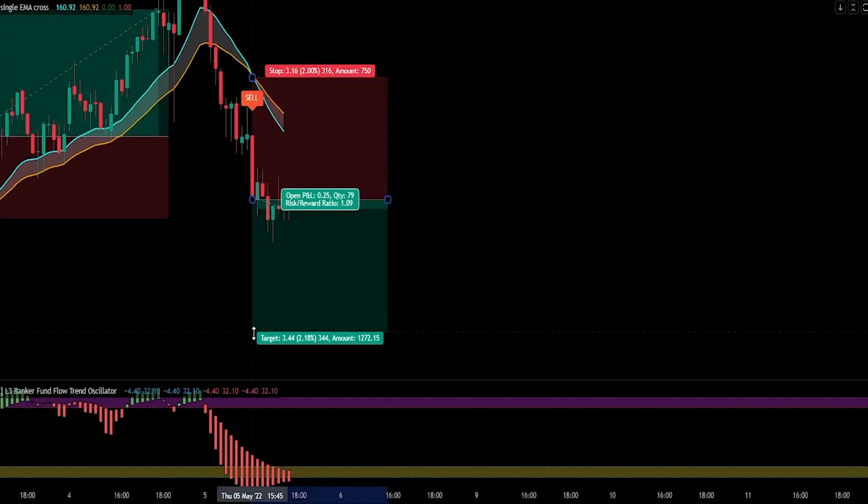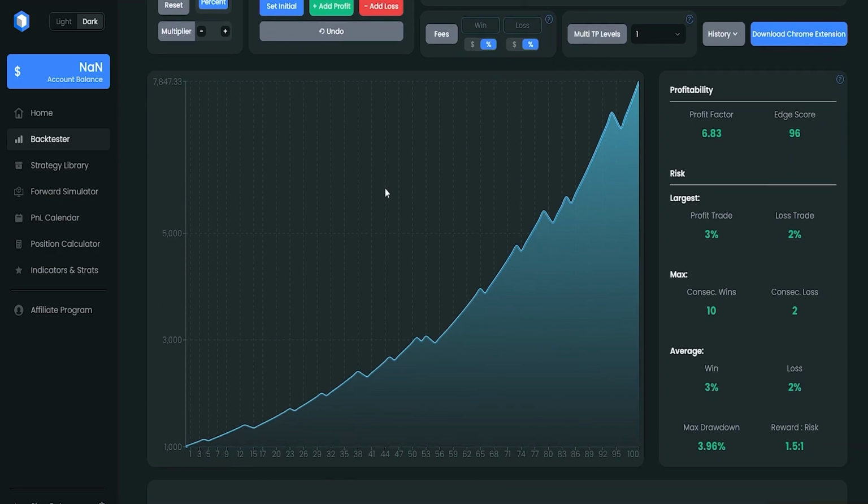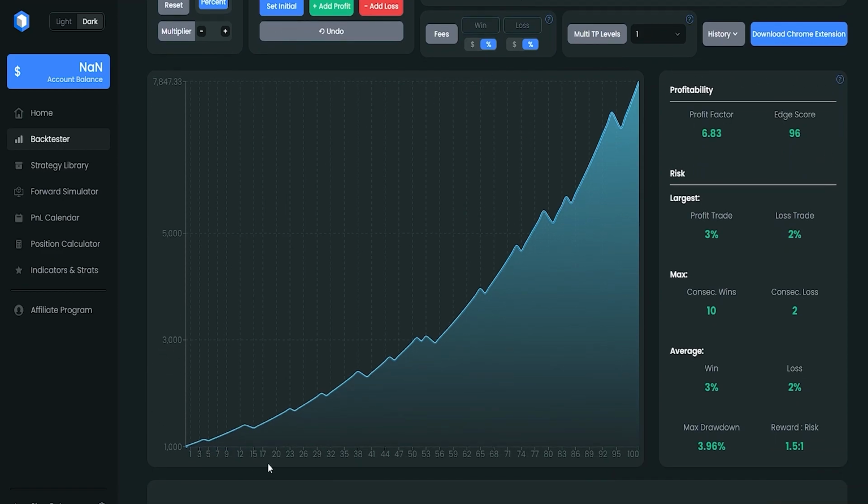Now, let's see what results you can expect by trading with this strategy. After 100 trades, I can finally show you realistic results you can achieve using this strategy. Out of all 100 trades, this trading strategy was profitable 82 times, meaning we got an 82% win rate strategy. With our initial account size set to $1,000, we grew our account by 684%, which is about $6,847. Our profit factor is 6.83, and Trader Edge gives our strategy score of 96 out of 100, meaning that this strategy works almost flawlessly.